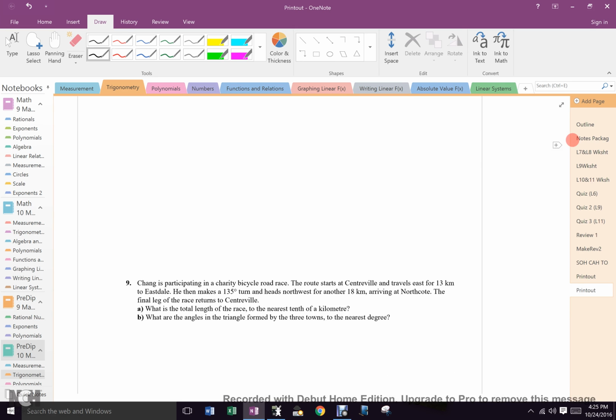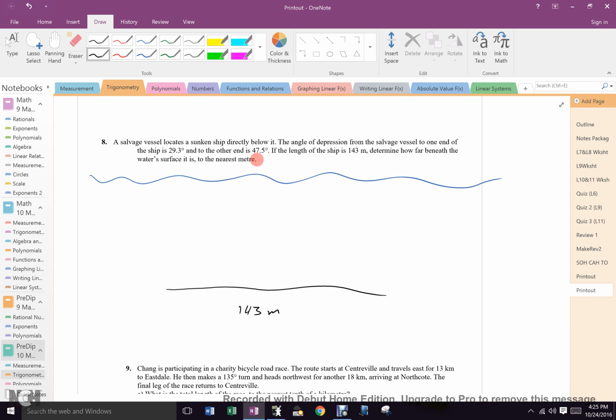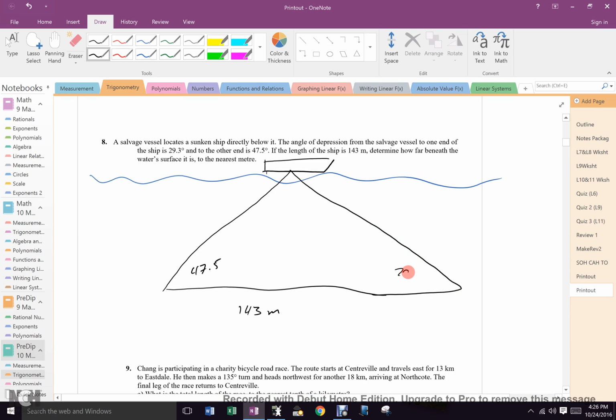Salvage vessel. The ship on the ground is 143 meters. The boat up on top of the water to that end is 47.5. To that end is 29.3. I want to know how deep it is. So I need this, don't I? I need that depth.